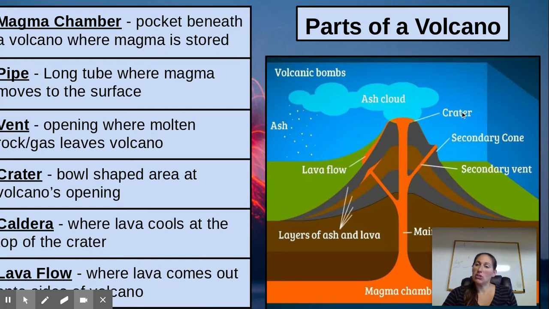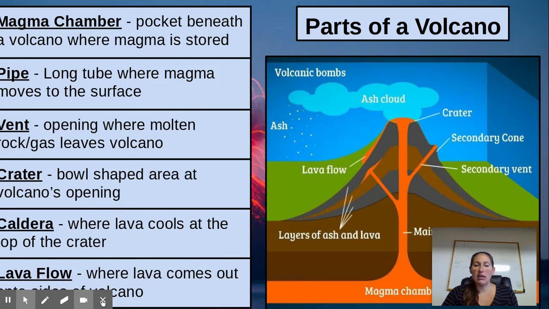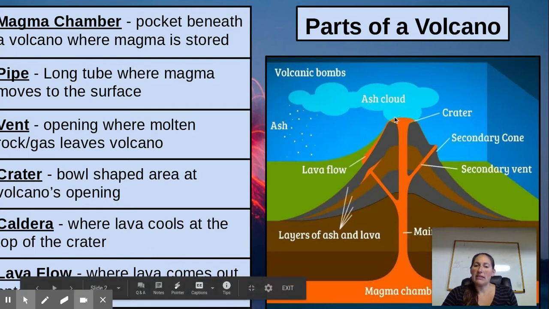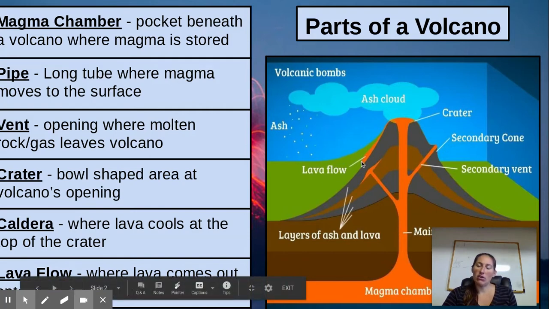Then we have the crater, which they do have labeled at the opening. So it's at the opening and it's that bowl shaped. And then you have the caldera. That's where the lava starts to cool at the top. So Edgenuity would say that the vent, the crater, and the caldera are all near this opening up here. Then lastly is the lava flow. So lava flow is where that lava starts to come out and move down the side of the volcano.